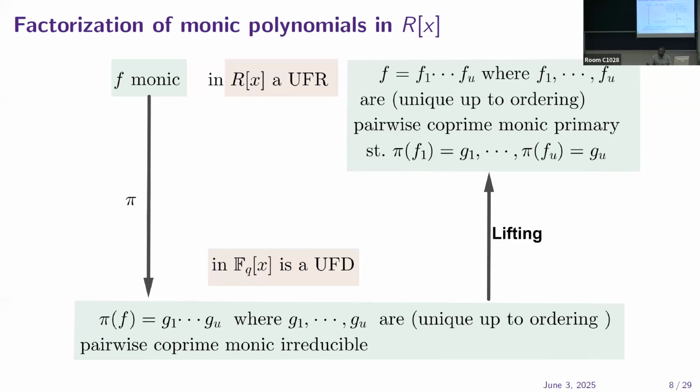You use the lifting to obtain the factorization over R. And for that, you use a lemma, the Hensel lemma. Hensel lemma authorizes us to lift, to obtain F1, F2, ..., Fu. F is the product of the Fi. These products are unique up to ordering.